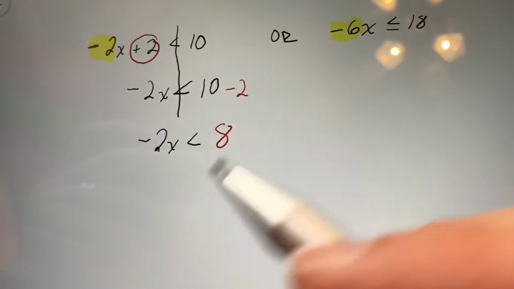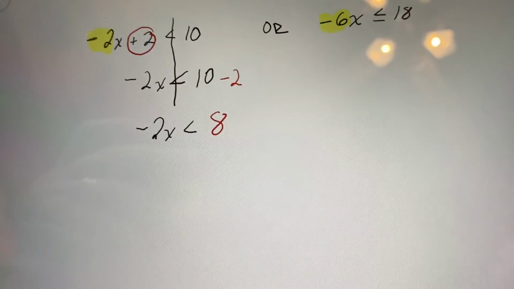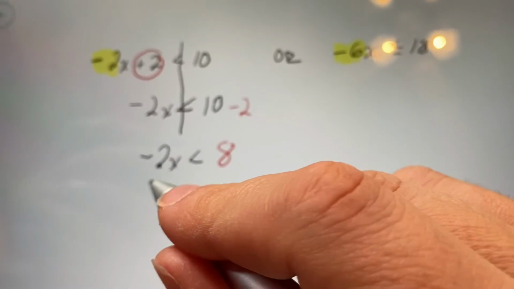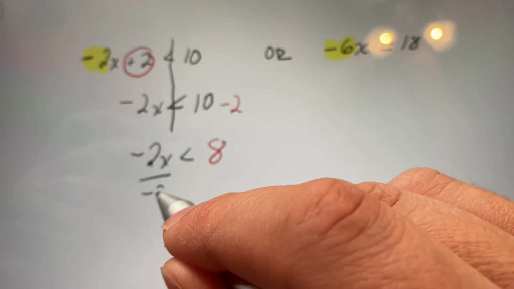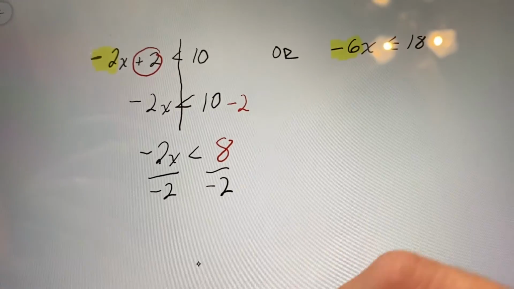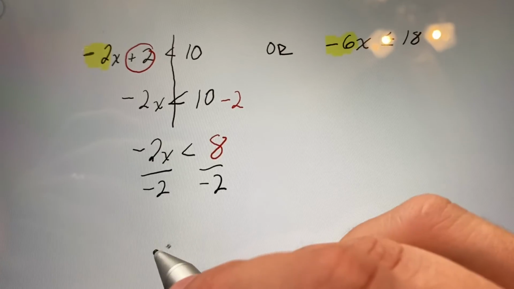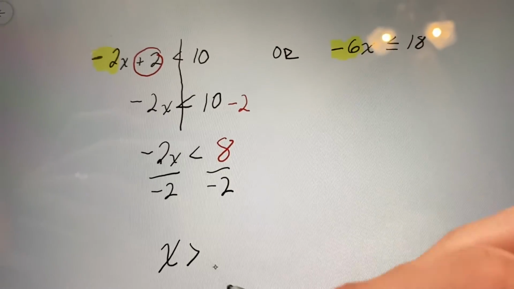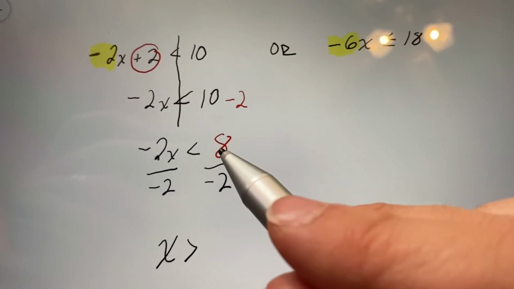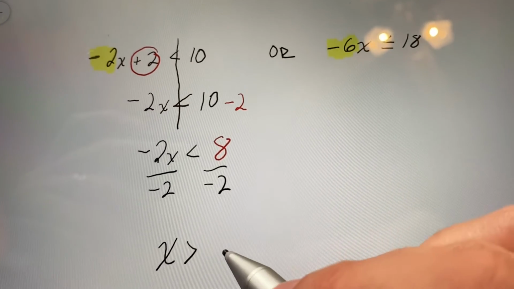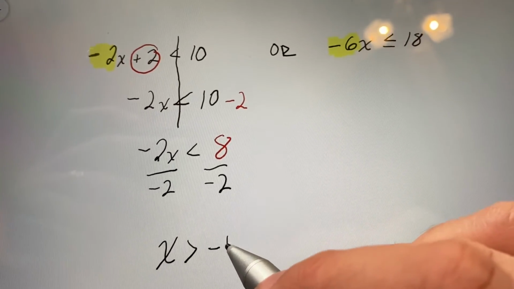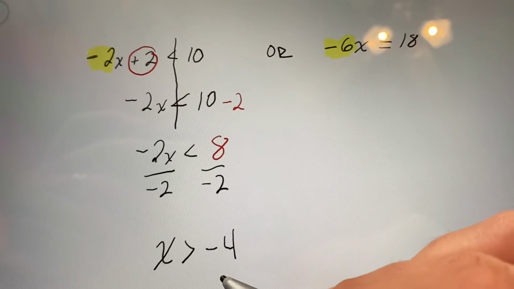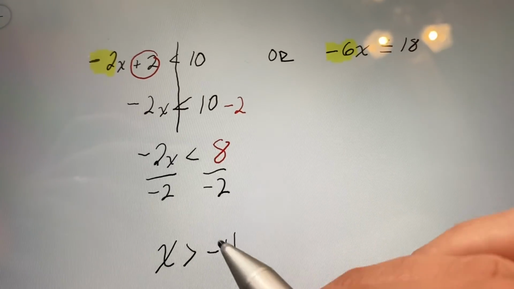All right, so now I'm going to divide both sides by -2. Since there's a negative in front of your variable, your inequality flips. So instead of it being a less than, it's a greater than. All right, so 8 divided by -2 is -4. So that's the answer to that inequality.